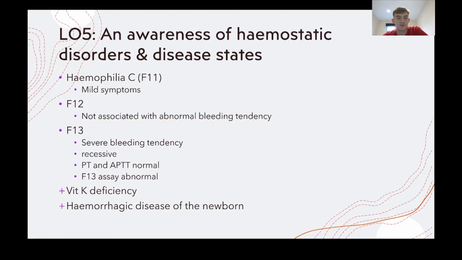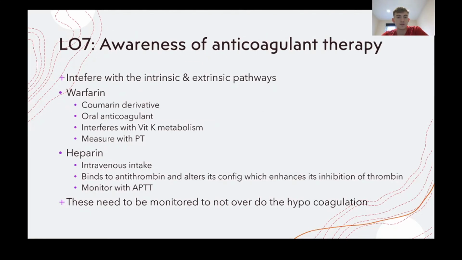We can also get vitamin K deficiency, which stops some of the factors from being developed, and we can also get this hemorrhagic disease of the newborn. So how can we interfere with these disorders to prevent them? So first we can use warfarin. So we've got this, which is a coumarin derivative, and it's administered orally, and it's an anticoagulant, so basically stops clotting, and it interferes with vitamin K metabolism, and that's measured with prothrombin time.